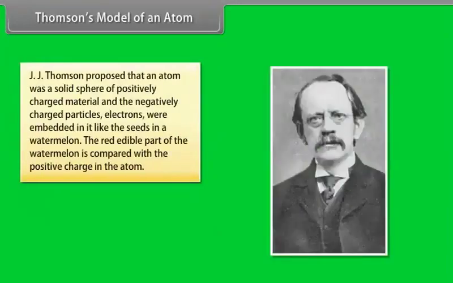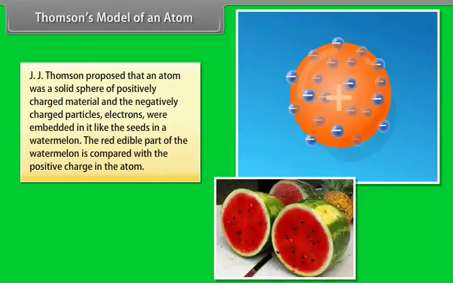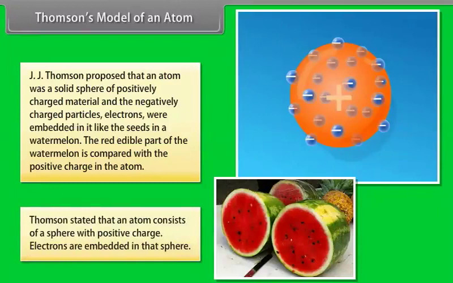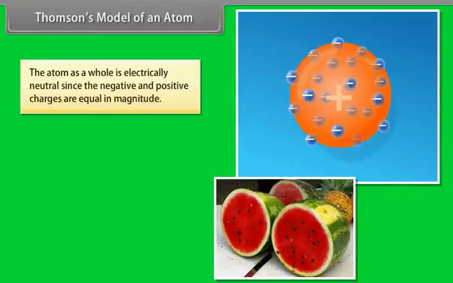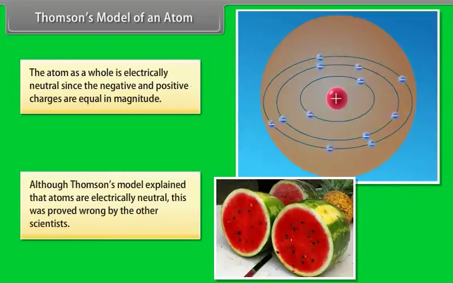Thompson's model of an atom. J. Thompson proposed that an atom was a solid sphere of positively charged material, and the negatively charged particles, electrons, were embedded in it like the seeds in a watermelon. The red edible part of the watermelon is compared with a positive charge in the atom. Thompson stated that an atom consists of a sphere with positive charge. Electrons are embedded in that sphere. The atom as a whole is electrically neutral since the negative and positive charges are equal in magnitude. Although Thompson's model explained that atoms are electrically neutral, this was proved wrong by the other scientists.